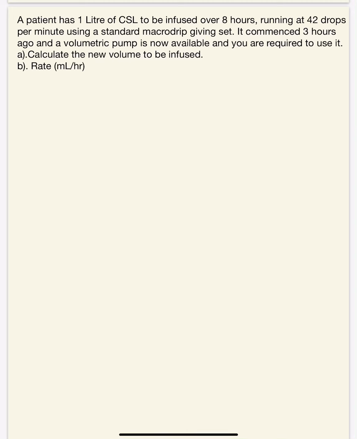Right, for this question here, we've got a patient who is on 1 liter of CSL to be infused over 8 hours and is running at 42 drops per minute using a standard macro drip giving set, and was commenced 3 hours ago. A volumetric pump is now available and you're required to use it. The question wants you to calculate the new volume to be infused.